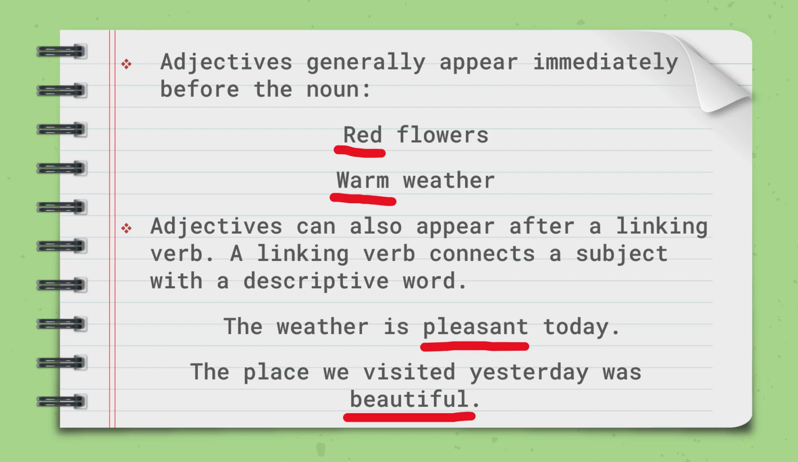The word beautiful is describing the place, right? The place, noun, subject, right? So beautiful is adjective. This is how you can identify adjectives in a sentence, or this is how you use them.